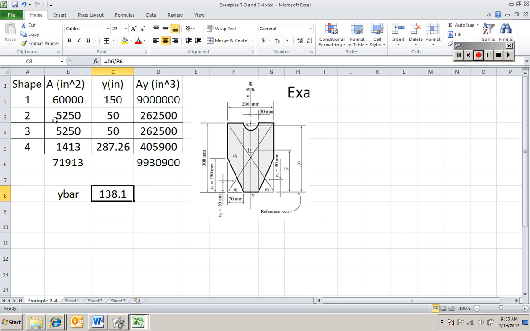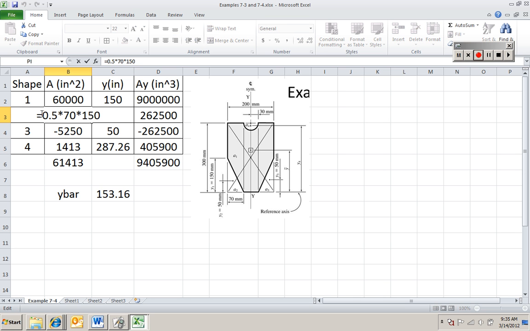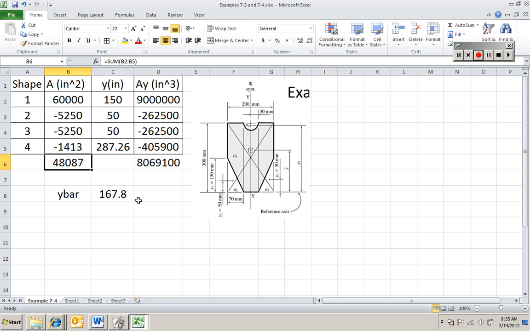Oh, hello. Are these areas negative or positive? I forgot to make them negative. And there it is. That's 167.8 millimeters. Hope that helps.